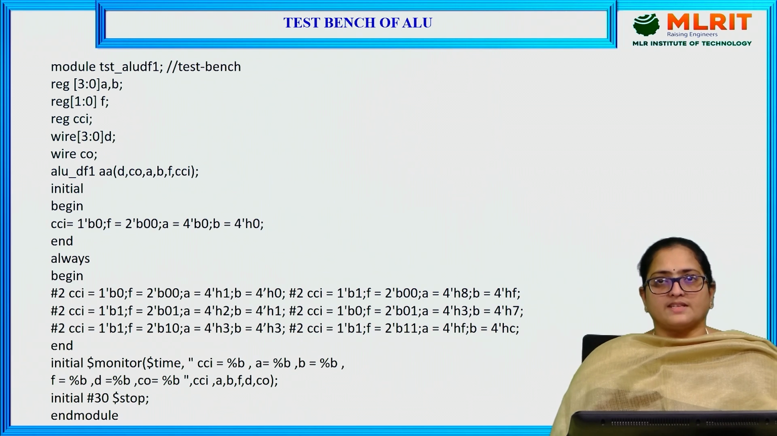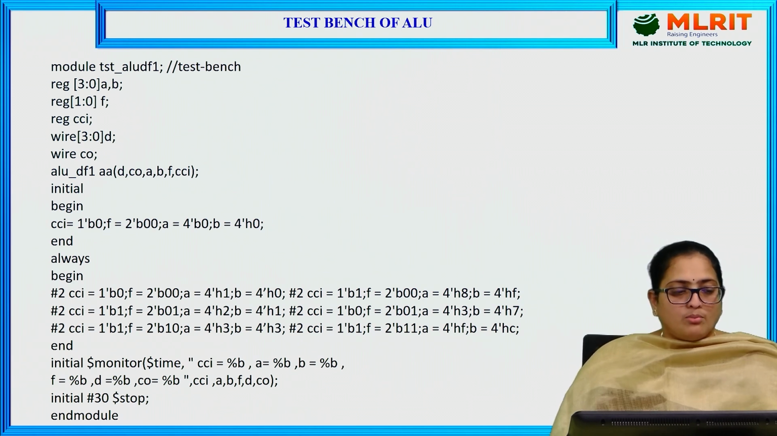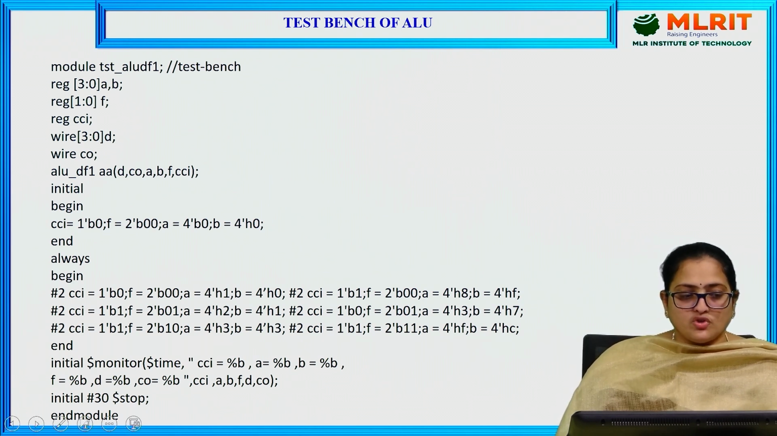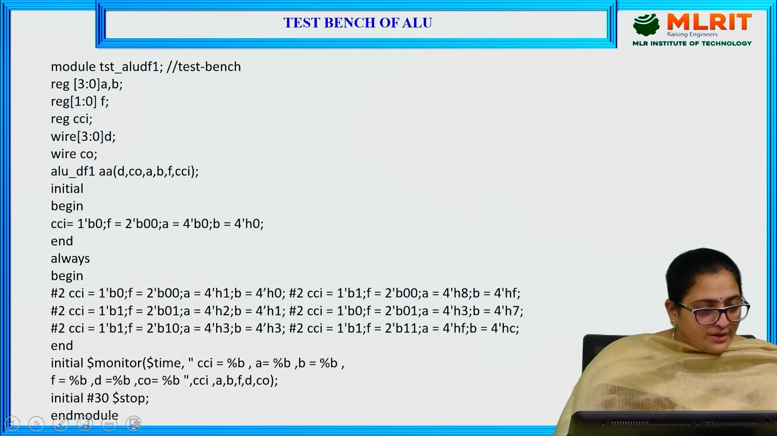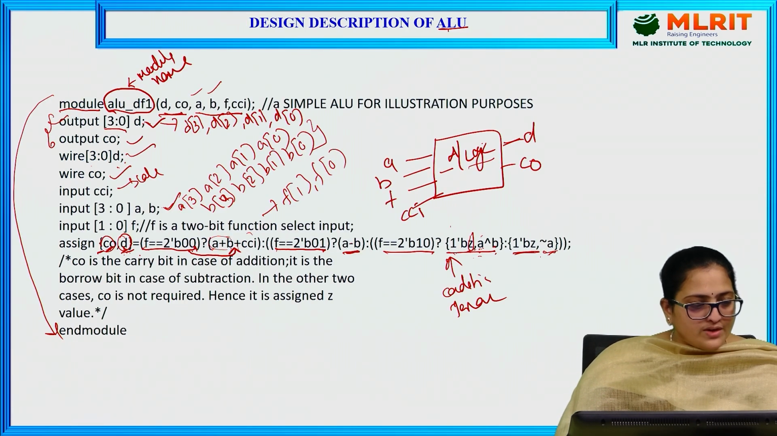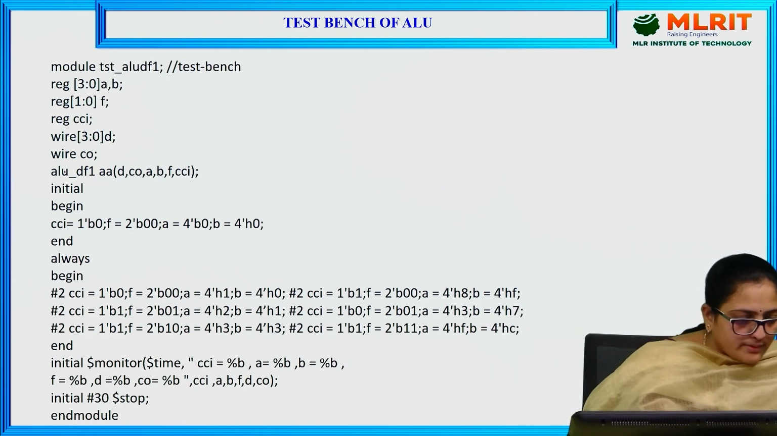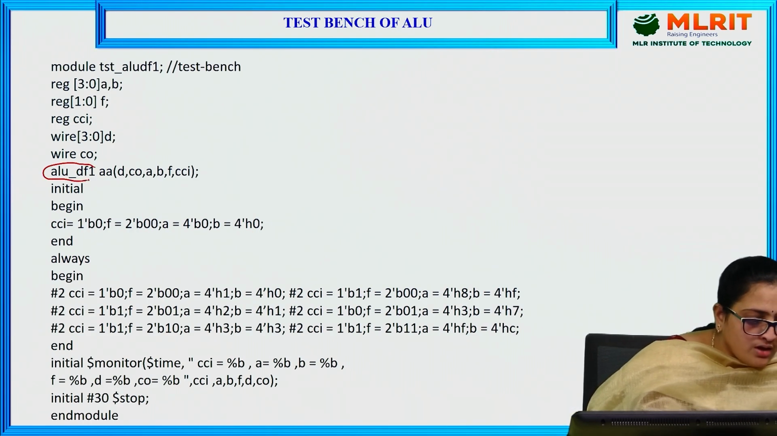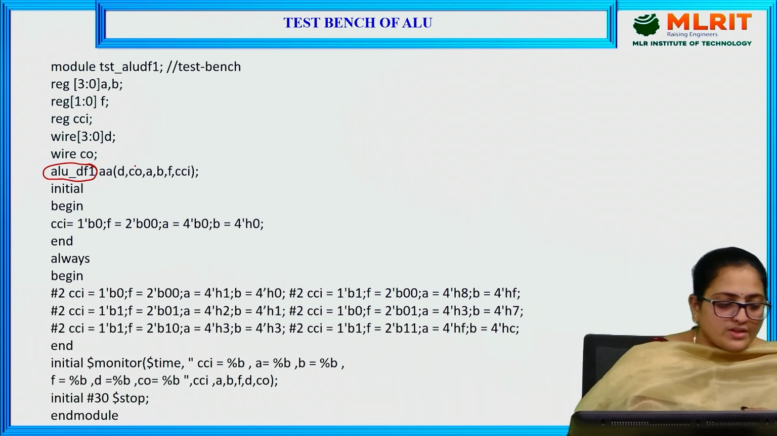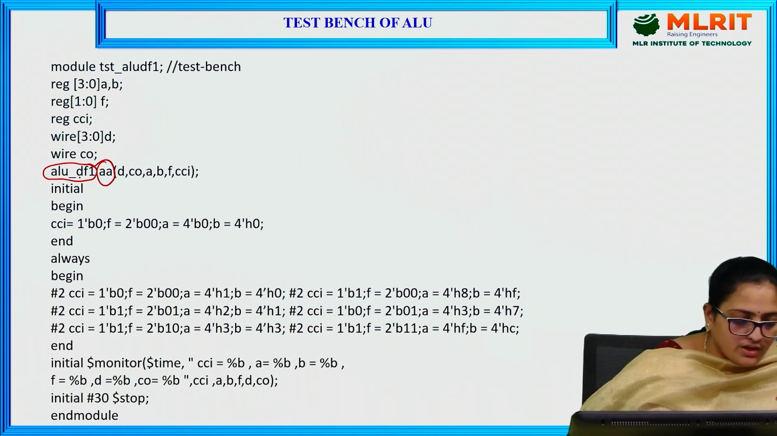And this is a test bench for the ALU. The module name is testbench_ALUDF. We are writing a test bench for the previous design description. The name of the design description is ALU_DF1. As you can see here, the same ALU_DF1 is called in the test bench with the instance name A.